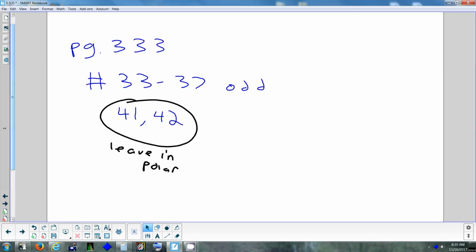Okay, the homework tonight, just 5 questions. So it's 33, 35, and 37, and 41 and 42. 41 and 42 tell you to do something in the book about changing it. I'm telling you, you can leave it in polar. Just leave your final answer in polar. So we'll go over those before the test, and then tomorrow we have our test on everything for this week.